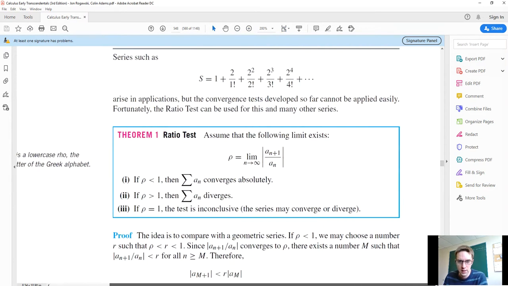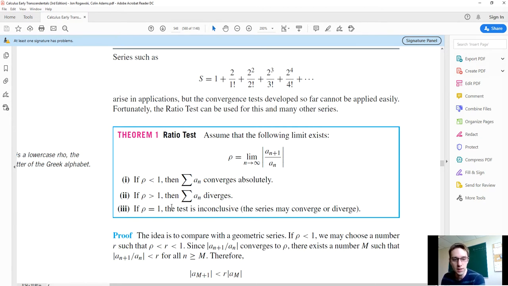It says that if this limit exists, so that when you divide the n plus first term by the nth term, and you let n go to infinity, and that ratio, rho, is less than 1, then we can say that the sum converges absolutely. And the idea there is it behaves like a geometric series with r less than 1. If the ratio is greater than 1, then the sum of a_n diverges, and that's because it behaves like a geometric series with r greater than 1.